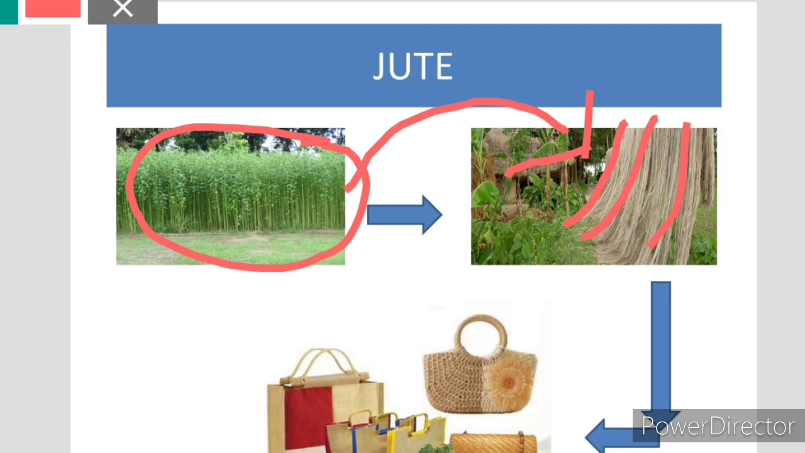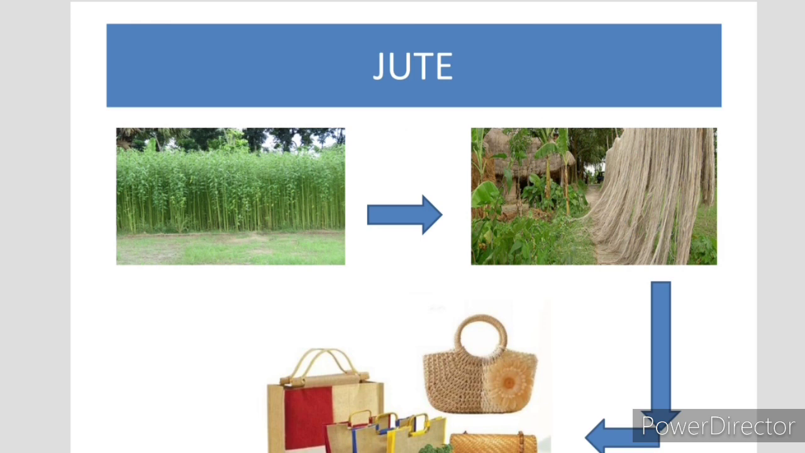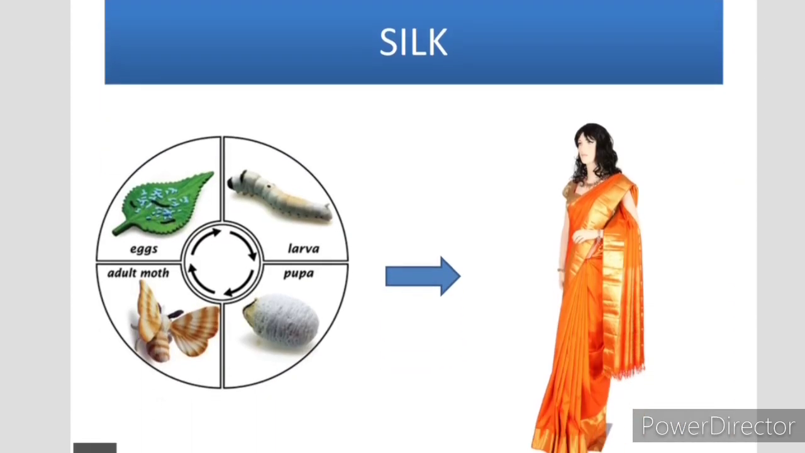When it is completely dried, then with the help of a weaving machine we can make this type of accessories. I think you all have at least one jute accessory in your home, right? So this is jute. Number 3 is silk.